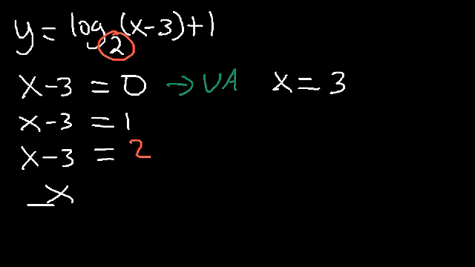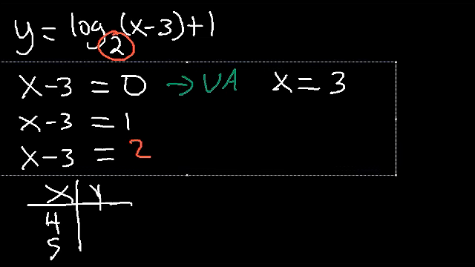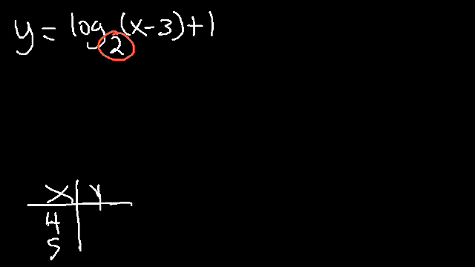Now, the other 2 points are for the table. So if x minus 3 is 1, if we add 3 to both sides, 1 plus 3 is 4. So we get the point 4 for x. And if x minus 3 is 2, if we add 3 to both sides, 2 plus 3 is 5. So x is 5. So now let's plug in these points.